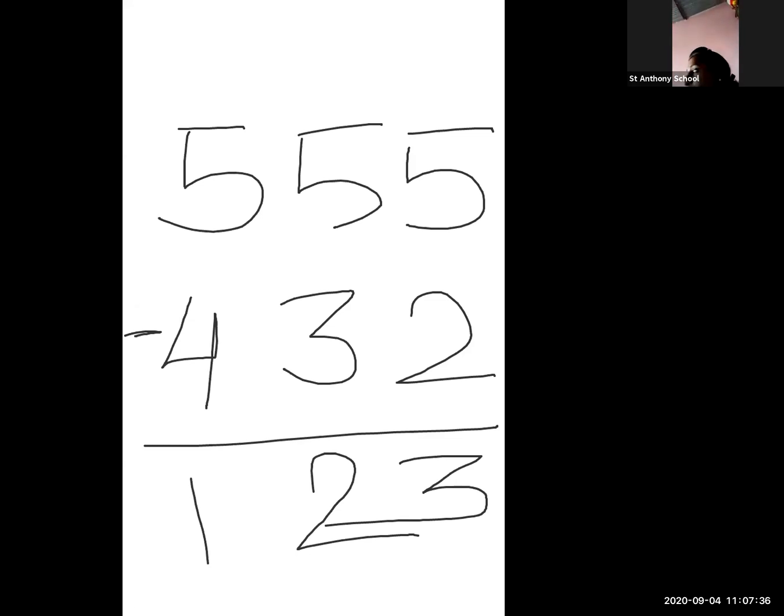Now which concept did we learn here? Subtraction without borrowing. Because we are not taking any carry number here. That means it is what? Subtraction without borrowing. Right? Till here, everyone understood how to subtract without borrowing.